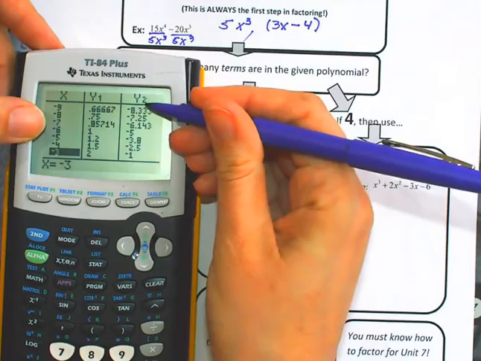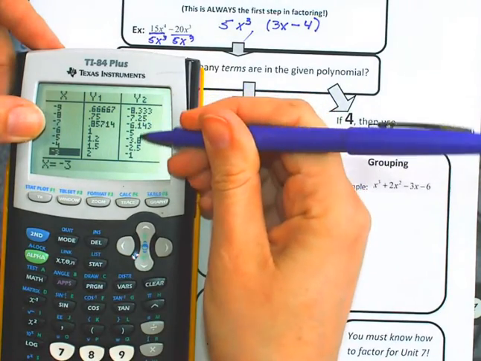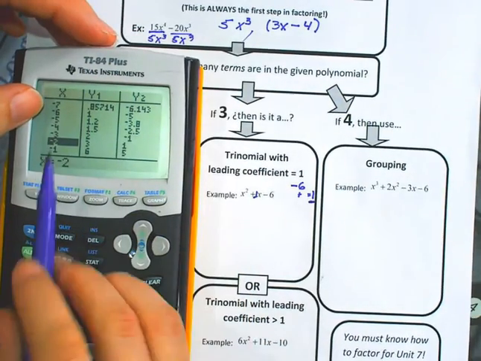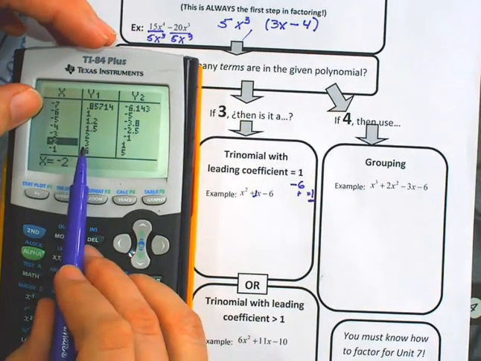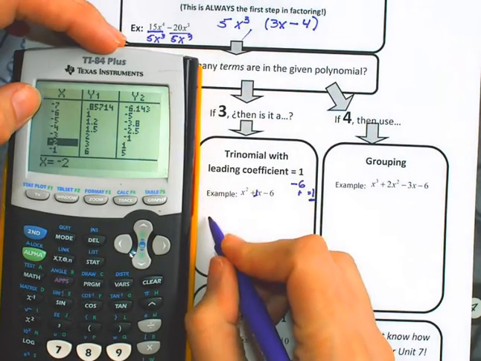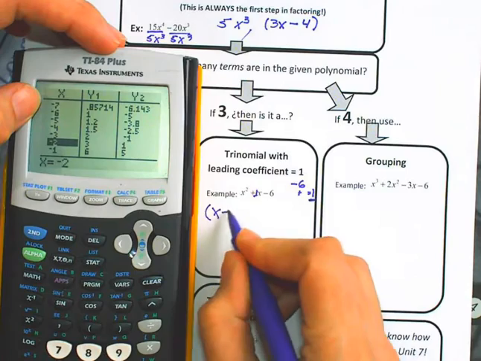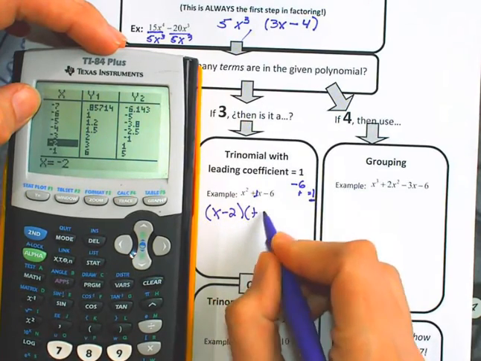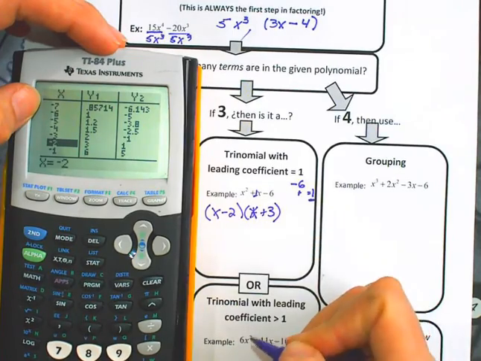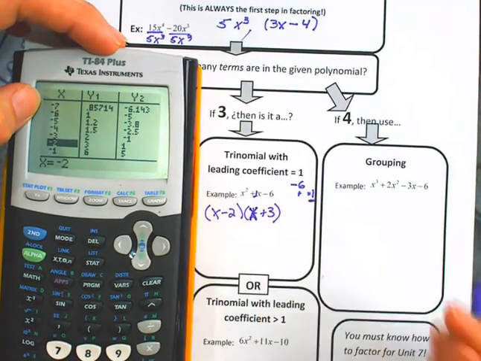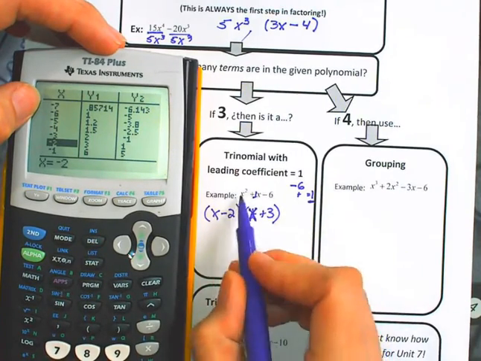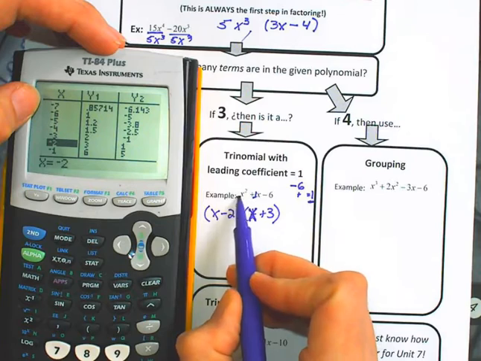Well, that's what this y2 column tells you. It tells you what the two factors add up to. So I'm going to keep going down, and here's +1, and I see my factors are -2 and 3. So then your answer is going to be x minus 2, x plus 3. And that's all you have to do for these. So those are your two factors. This has a leading coefficient of 1, so there's no number in front.